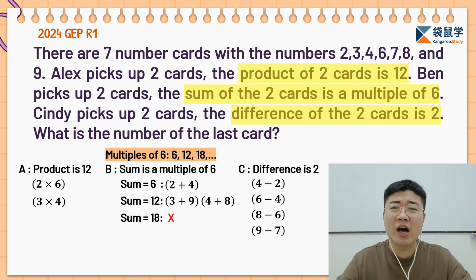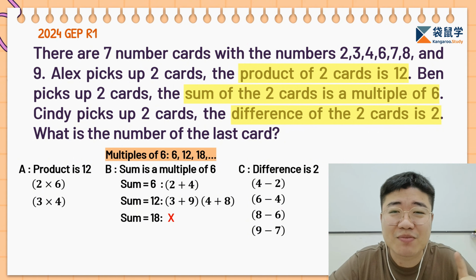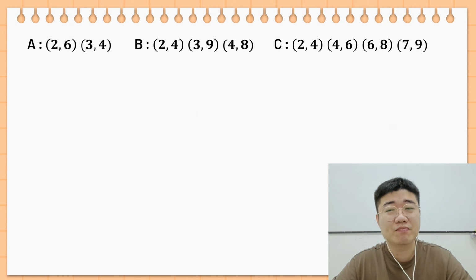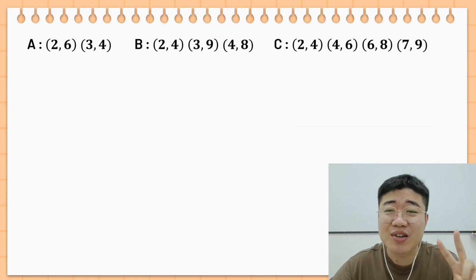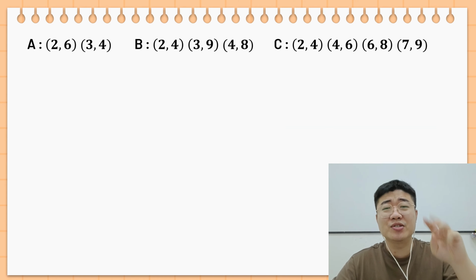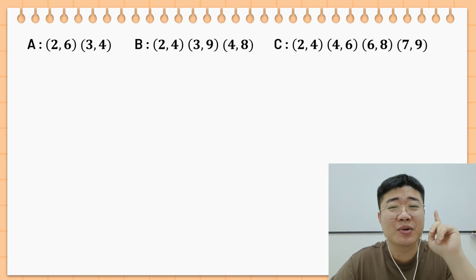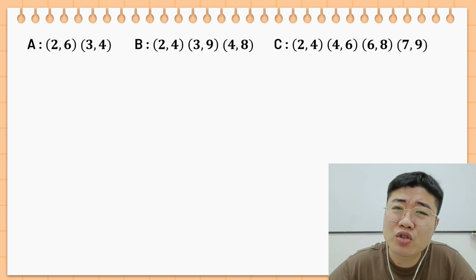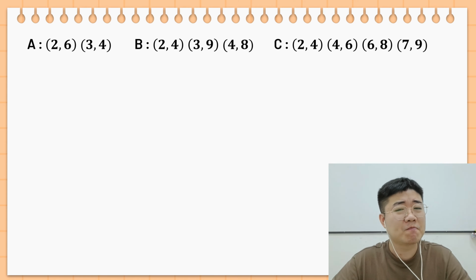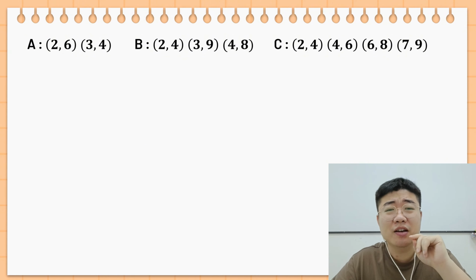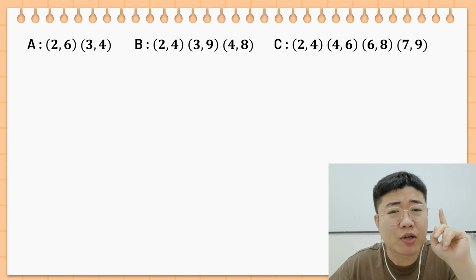Now we've figured out all the possible numbers for Alex, Ben, and Cindy. Let's list them down nicely. Notice that Alex has 2 choices, Ben has 3 choices, and Cindy has 4 choices. The next thing we need to think about is where we should start. Should we start from A, B, or C? Notice that if, let's say, we start from C, we have to discuss them separately.